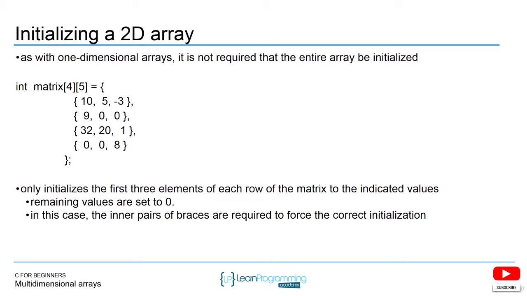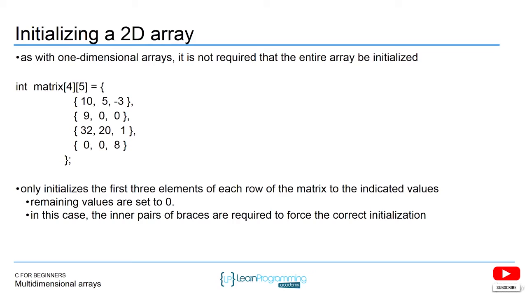So row 1, column 1 is 10. I'm sorry, row 1, column 2 is 5, and row 1, column 3 is a negative 3. And the same for the second row and so forth: 9, 0, 0, 32, 21, 0, 0, 8. For the ones that we didn't set, the 4th and 5th values of each row, those are actually going to be set to 0 automatically because we left them out.